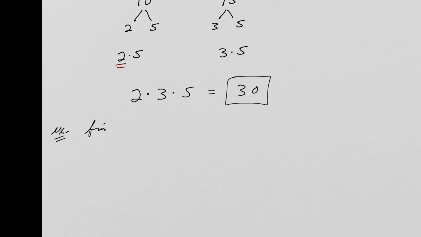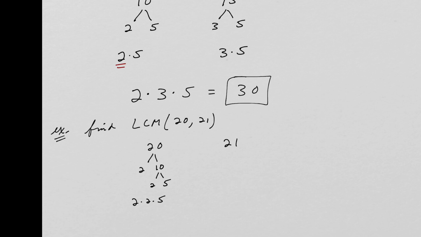Say we want to find the LCM of 20 and 21. So let me factor these. 20 is 2 times 10, 2 times 5. So really this is 2 times 2 times 5. 21, well, 2 doesn't go in, but 3 goes in 7 times. And actually, I can stop, right? They're both prime. So this is just 3 times 7.